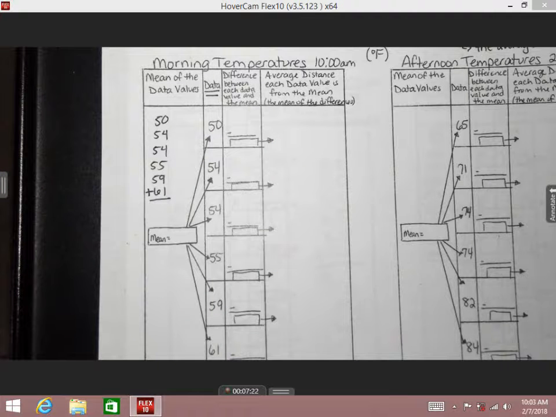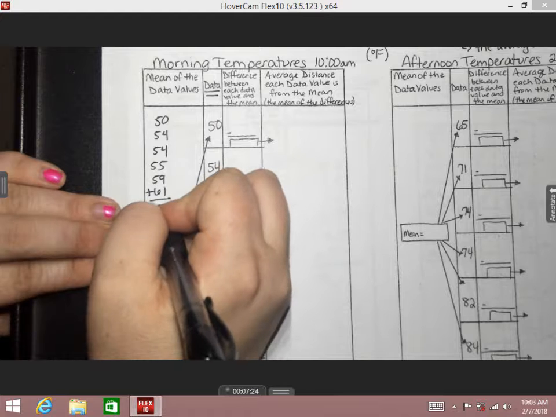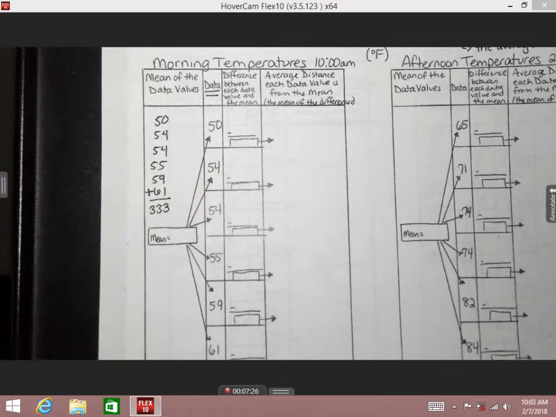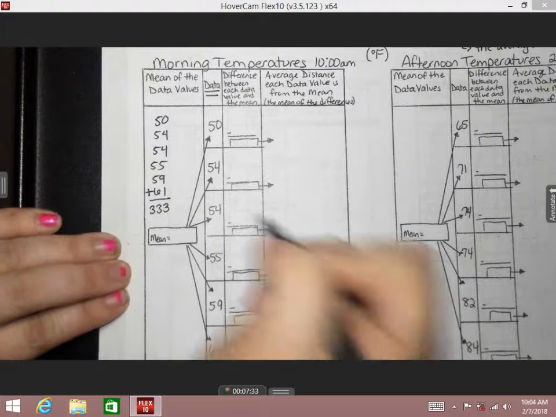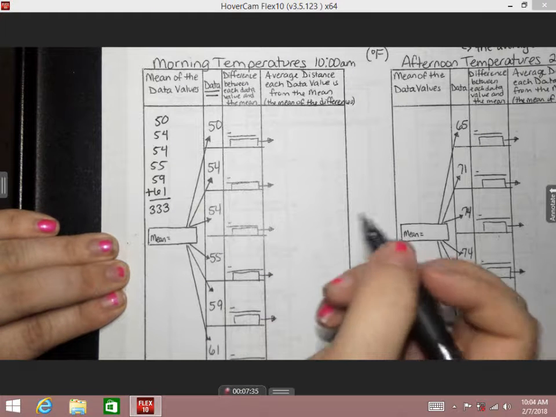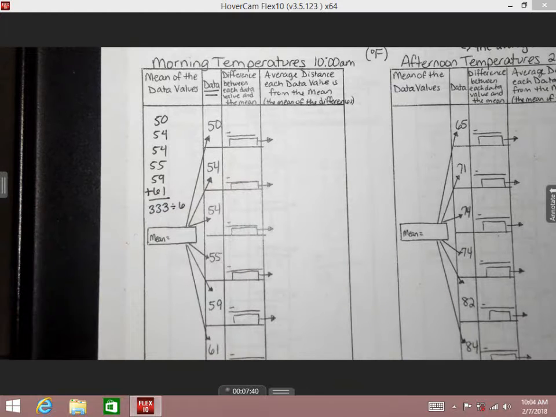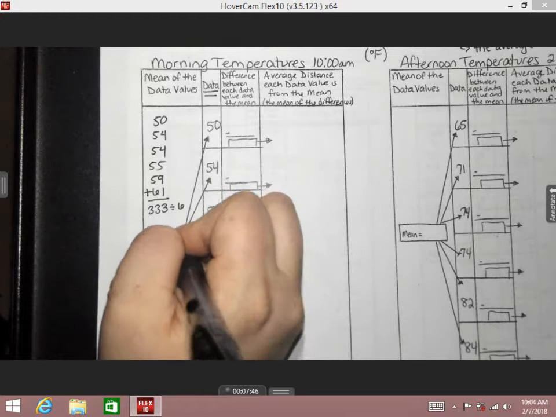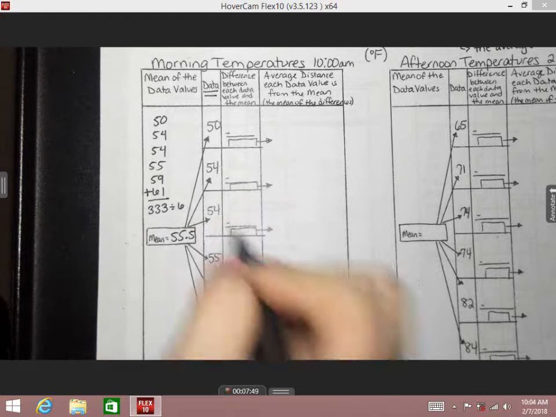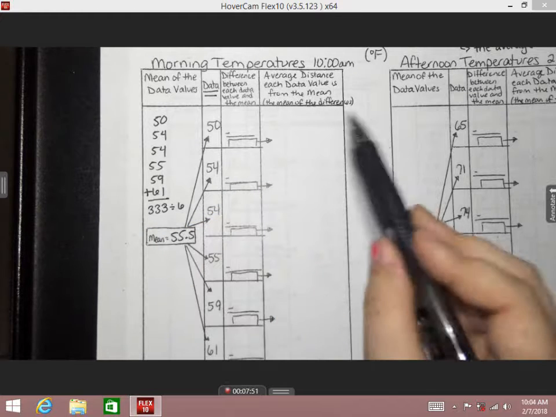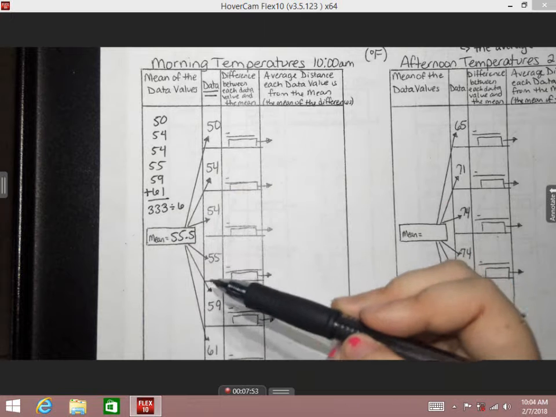All right, so once I type that in and add it up, what does that give me, Taylor? 333. Excellent. Now, is 333 my mean? No, there's one more step. What else do I have to do? Haley? Divide it by the number that you're given. Very good. And how many numbers were we given? 6. So we're going to divide it by 6 because that's the number of numbers. So 333 divided by 6, what does that give me, Ellie? 55.5. So the average temperature at 10 o'clock in the morning is 55.5 degrees.